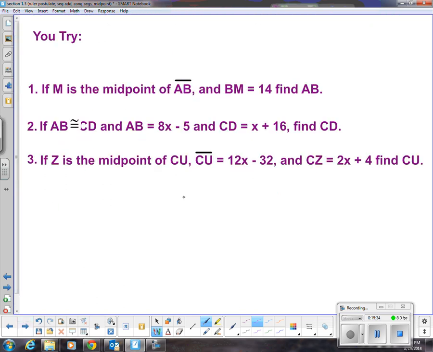So here you're going to practice midpoint using arithmetic first. Then you're going to practice congruent segments with algebra, and you're going to practice midpoint with algebra. So this is the time that you highlight the You Try, you put me on pause, and get busy.